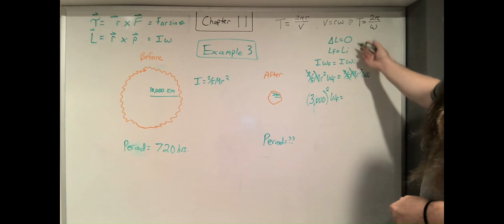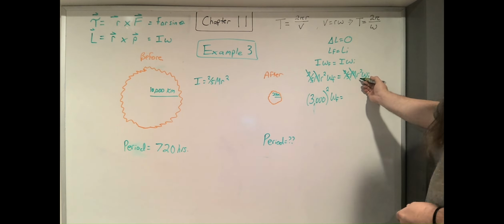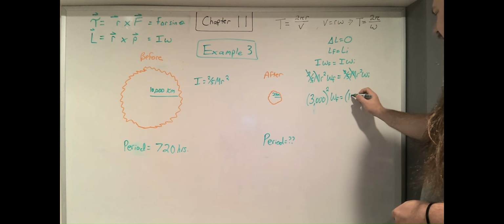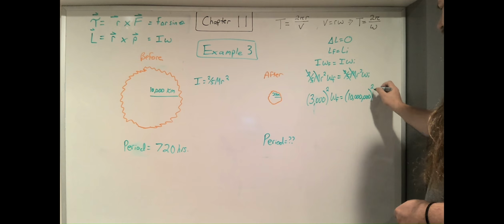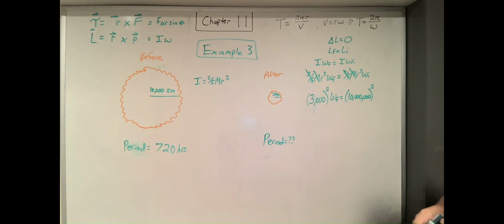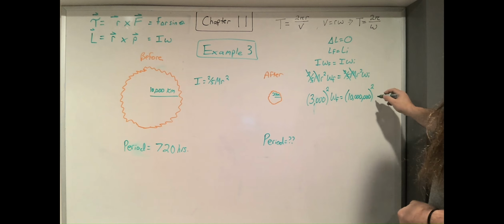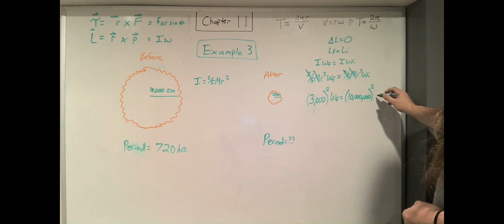How about on the initial side? We have the initial radius squared. Well, that was 10,000, but it's in kilometers, so to convert it to meters, we have 10 million meters squared, and its initial speed, omega I.